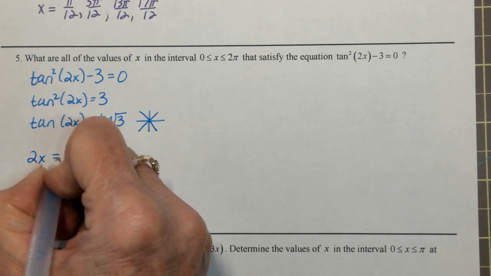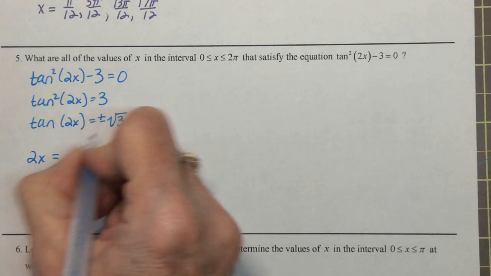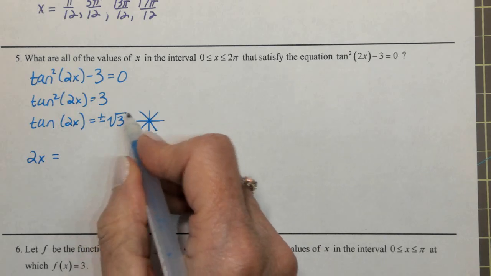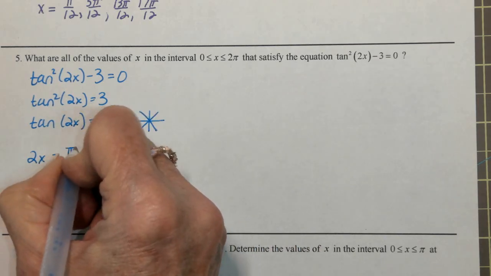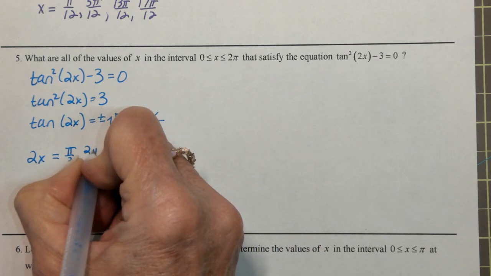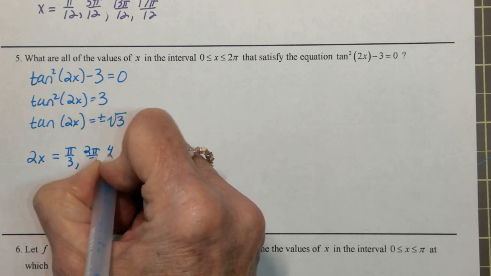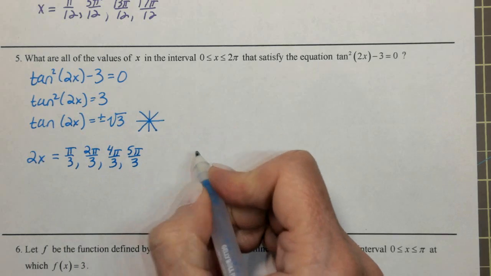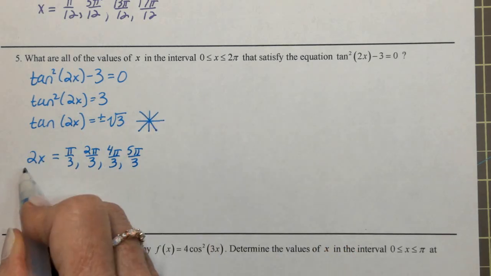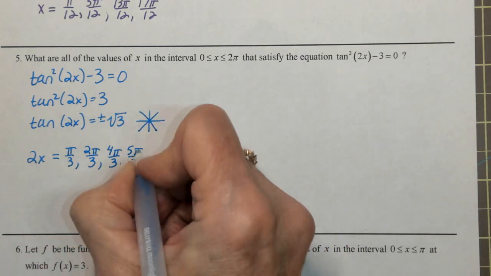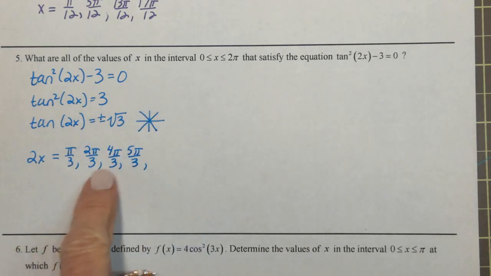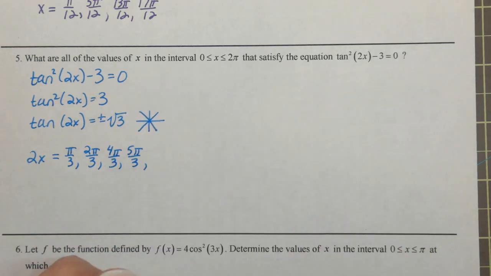2x is equal to all of the pi over 3 angles. Pi over 3, 2 pi over 3, 4 pi over 3, and 5 pi over 3. All 4 quadrants, but we have a 2x. So we add 2 pi to each of these to double the number of answers.